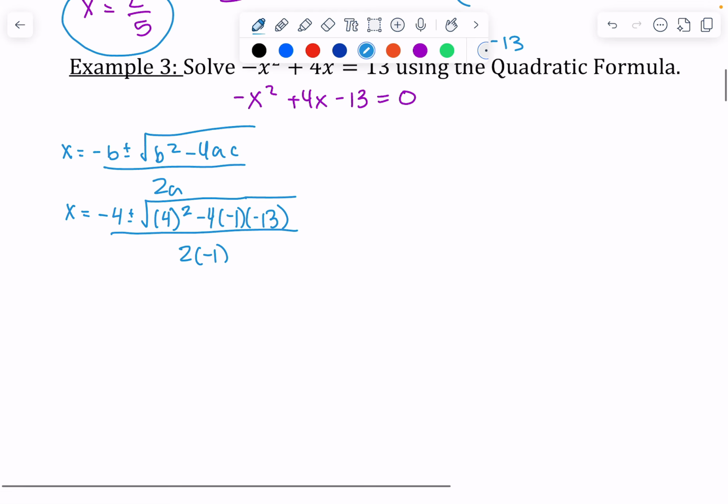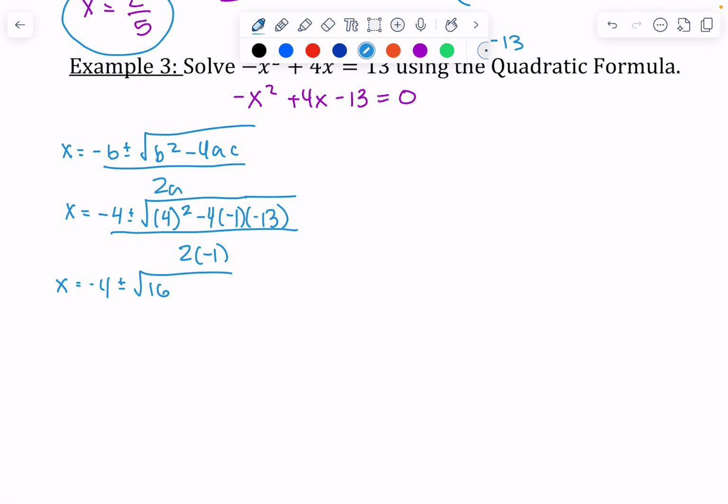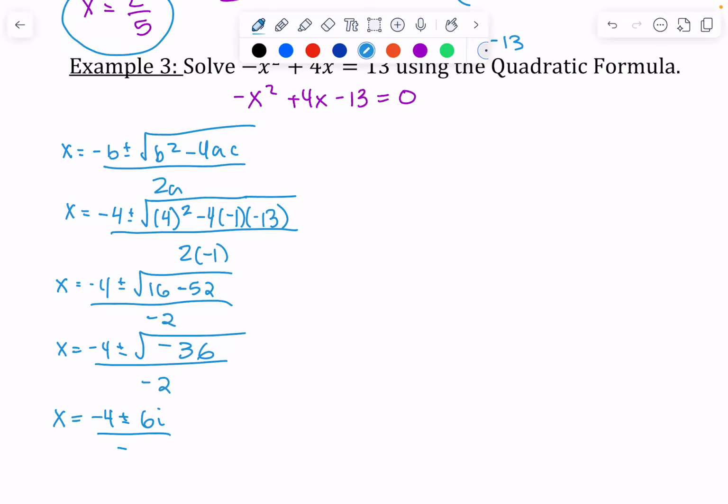So that's going to give us negative 4 plus or minus 16. That's going to be positive 4 times a negative 13, which will give us negative 52 over negative 2. 16 minus 52 is going to give us negative 36. Since we have a negative under the radical, we know we'll have i, and the square root of 36 is 6, so we get 6i, and all of that over negative 2.